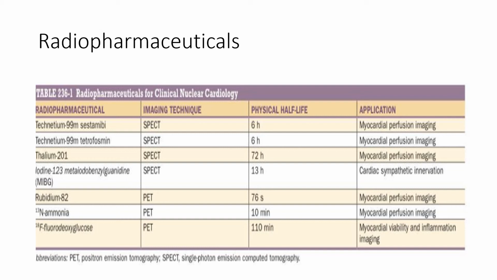For SPECT scanning, the most commonly used is technetium-99 sestamibi, whereas the one used for studying cardiac sympathetic innervation is MIBG. In PET scanning, the most commonly used is rubidium-82 because of its short half-life. While studying the viability and inflammation, FDG is most commonly used.